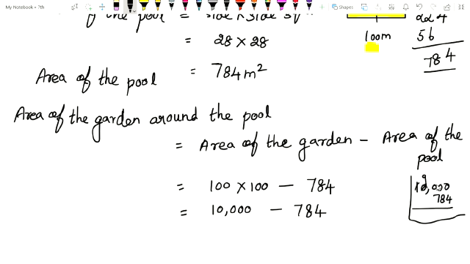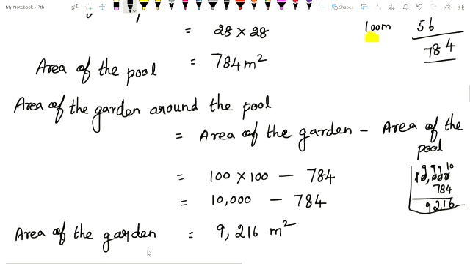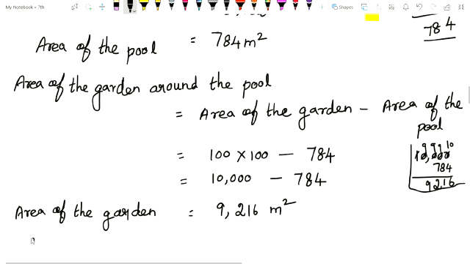Cancel this. 9, 9, 9, it becomes 10. 10 minus 4, 6. 9 minus 8, 1. 9 minus 7, 2. It's 9. So 9216 meters square. This is the answer. Area of the garden around the pool equal to 9216 meters square. You understand, children? Okay, children. See the next one.